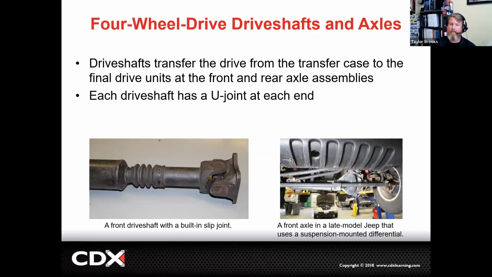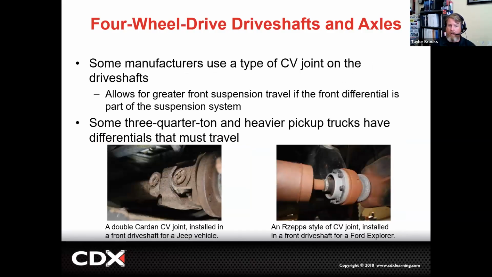So the photo there on the left, you can see rubber bellows in the middle of that drive shaft right after the U-joint, and that is going to be for the slip portion of it. What I mean by that is that as the suspension goes up and down in travel, it will then collapse the drive shaft down a little bit or expand it out if we're going in full rebound to allow for the drive shaft to stay in place.